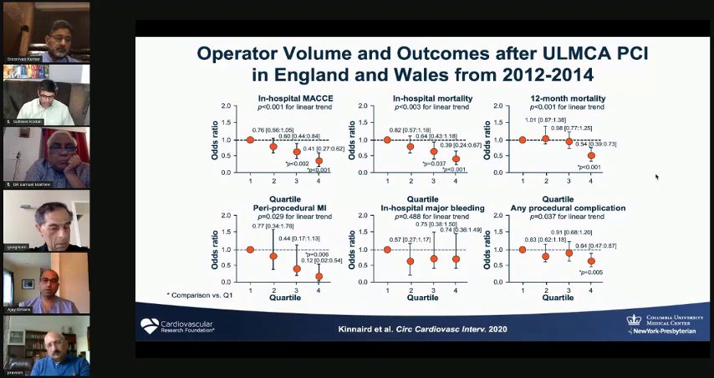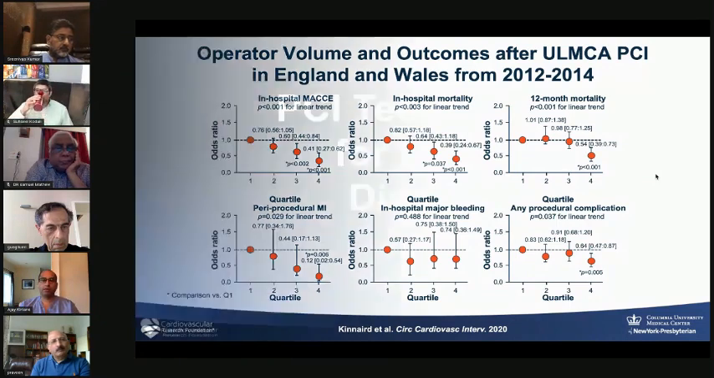So what do we do at Columbia? We double scrub. So we scrub with somebody else who is more experienced, and the person who's bringing the procedure always gets the credit for it, but we at least regularize the practice across our cath lab.